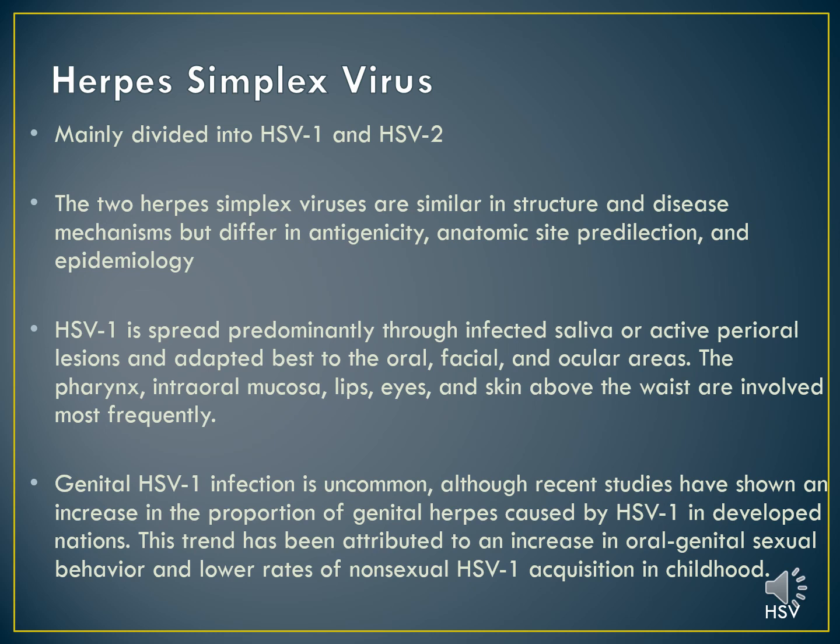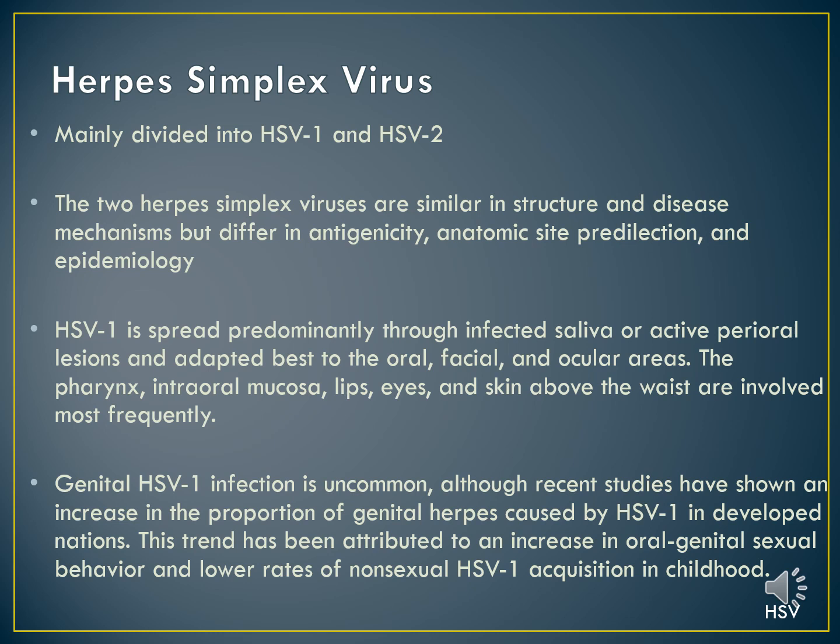Moving on to herpes simplex virus. They are mainly divided into HSV1 and HSV2. The two herpes simplex viruses are similar in structure and disease mechanisms, but they differ in antigenicity, anatomic site predilection, and epidemiology. HSV1 spreads predominantly through infected saliva or active perioral lesions and is adapted best to oral, facial, and ocular areas. The pharynx, intraoral mucosa, lips, eyes, and skin above the waist are most frequently involved.